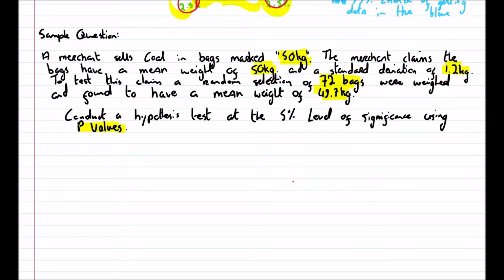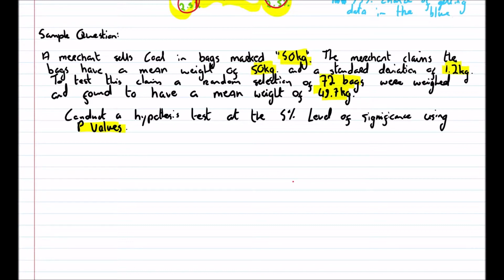So the best thing we can do is get straight into this question. A merchant sells coal in bags of 50 kg. The merchant claims that the bags have a mean weight of 50 kg and a standard deviation of 1.2 kg. To test this claim, a random selection of 72 bags were weighed and found to have a mean weight of 49.7 kg. So then we're asked to conduct a hypothesis test at the 5% level of significance using the p-values.